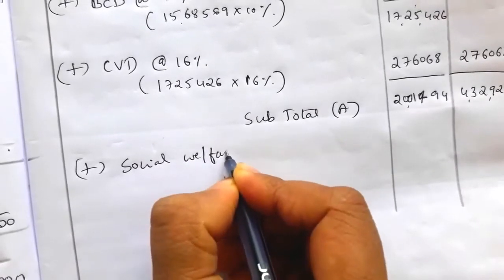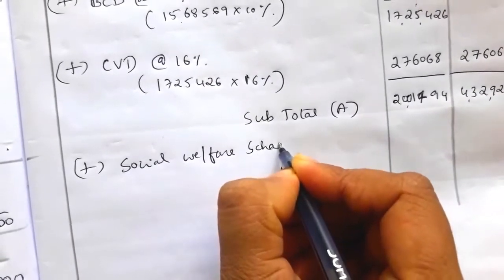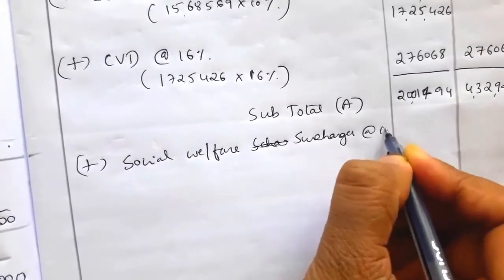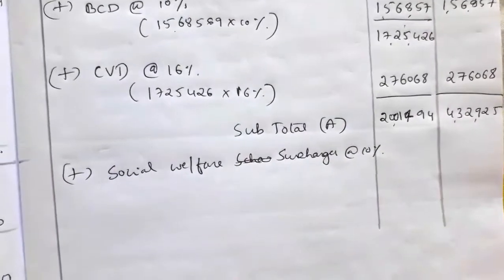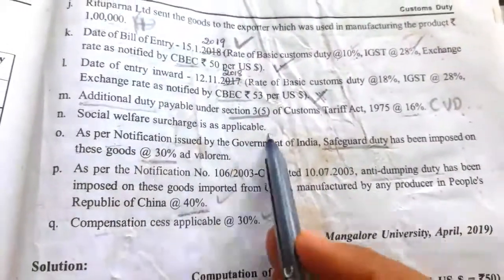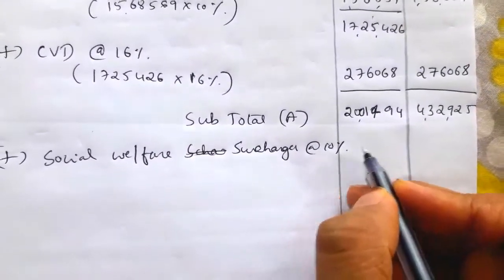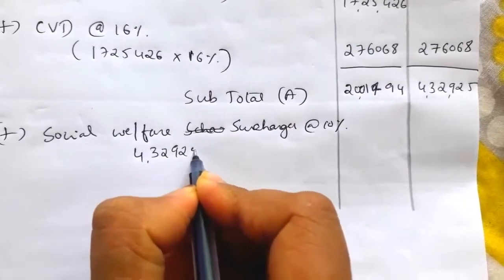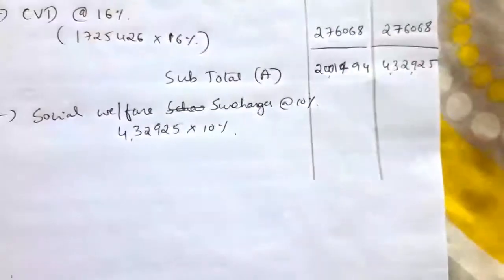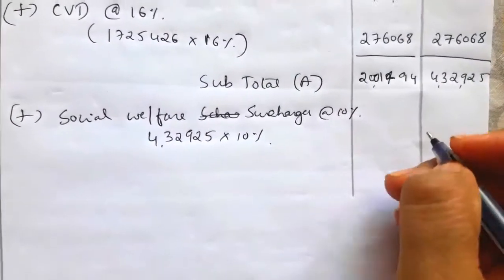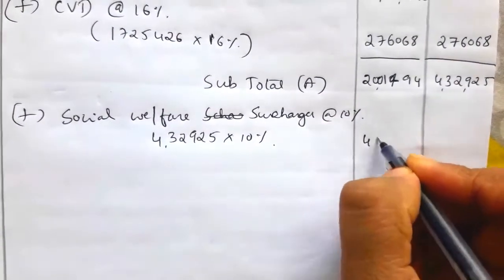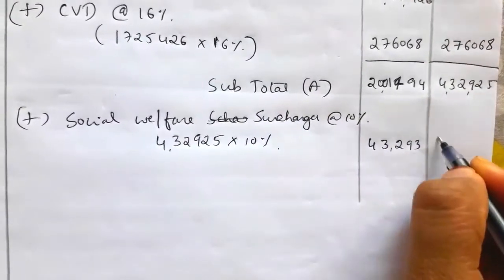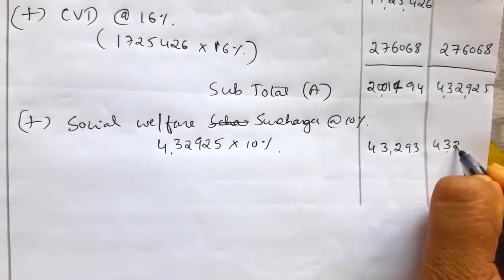So social welfare surcharge should be calculated at 10%, whether they give it or not, we have to calculate. Here they have said social welfare surcharge is applicable, but they have not given the tax rate. We have to calculate on duty value. So the total duty is 4,32,925 into 10%, that is equal to 43,293. 43,293 is the social welfare surcharge.